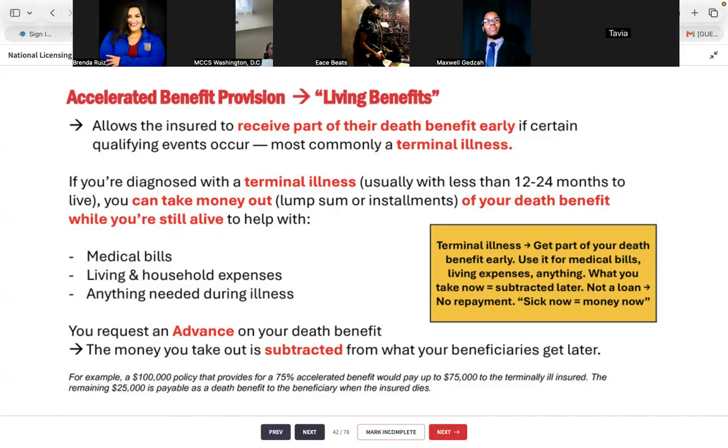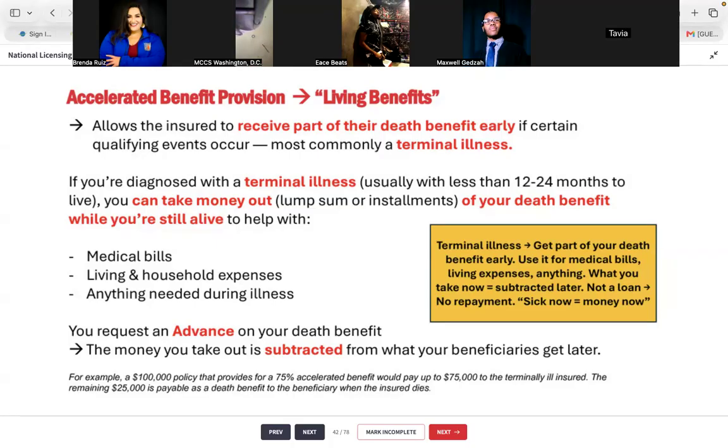Okay, what this does is it allows the insured or the client to receive part of their death benefit while they're still alive. Okay, now certain things have to happen in order for them to use that money. The most common thing that happens is a terminal illness. Actually, that's not the most common thing. I've never issued a benefit for a terminal illness. I've issued benefits for critical injuries and critical illnesses. But it does happen with terminal as well. It can be critical, chronic, or terminal.